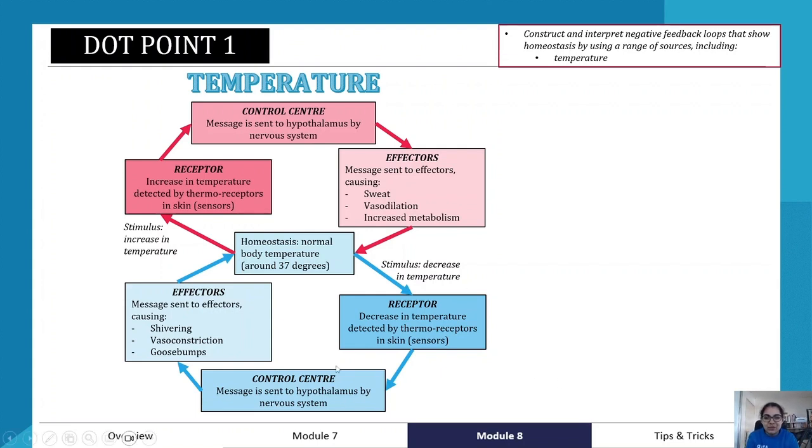What I mean by that is that the decrease could be up at the top here and the increase could be at the bottom, but the point here is that we see the way in which it's a loop. We go from receptors to the control to the effectors, and all of these different body parts work together in order to bring your internal body condition back to normal.